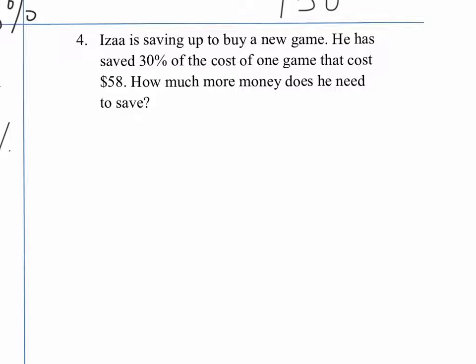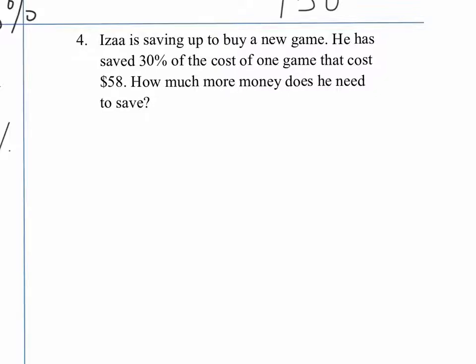Number 4. Isaiah right now is an 8th grader. He is great at math. Isaiah is saving up to buy a new game. He has saved 30% of the cost of one game that costs $58. How much more money does he need to save?